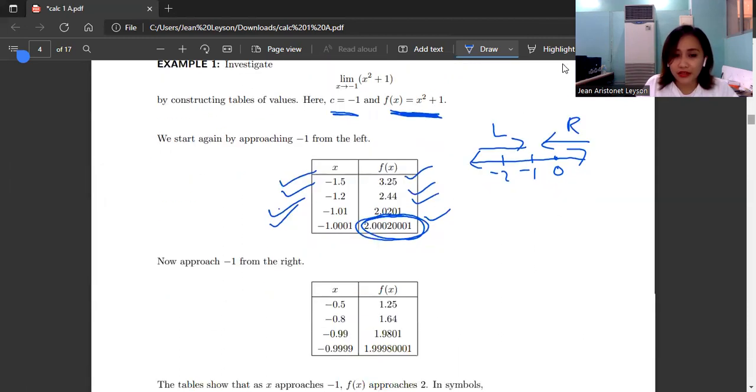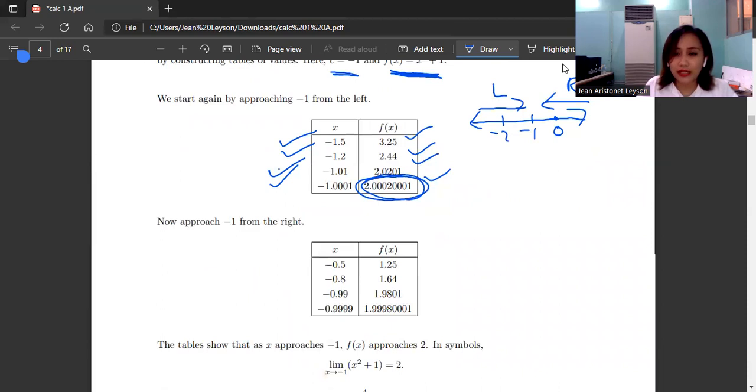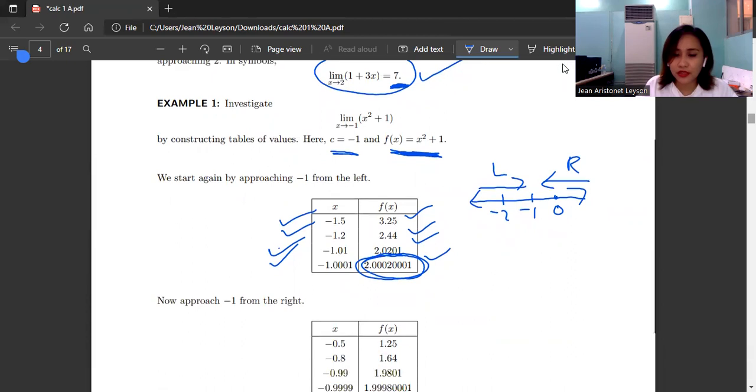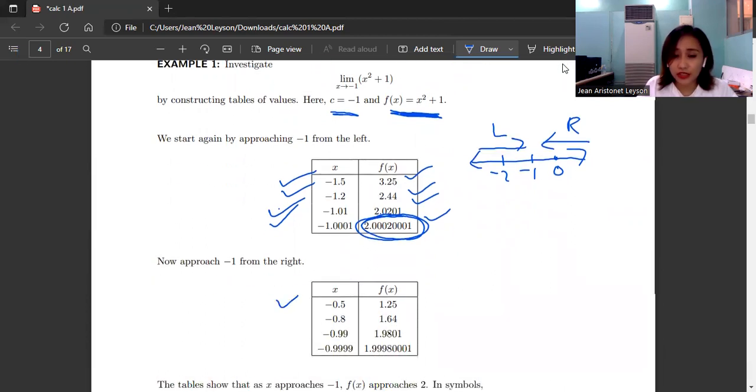Now from the right side, approaching negative 1 from the right, that's this side, we can use the values negative 0.5, negative 0.8, negative 0.99, negative 0.9999, and substituting those values to our function, these are the values that we got. So try to compare the value that we got as x approaches negative 1 from the right and from the left.